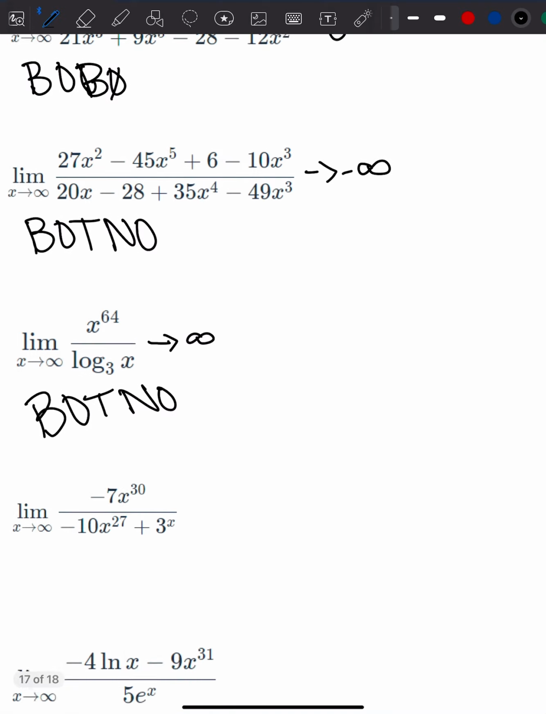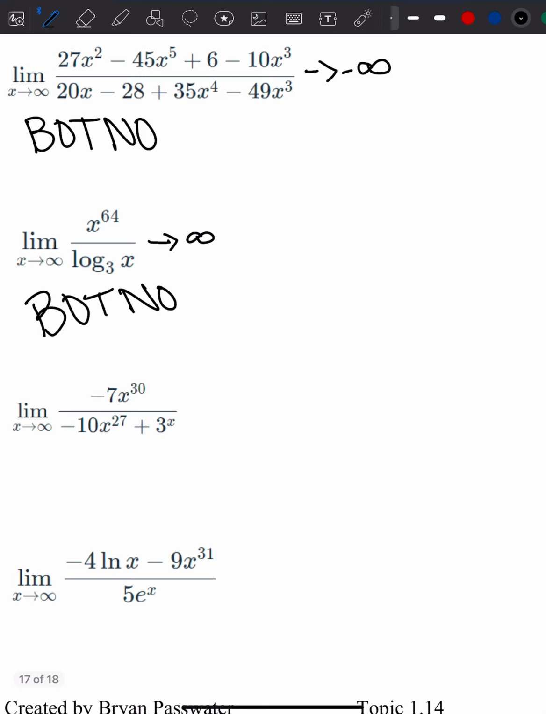Next we have negative 7x to the 30th power, negative 10x to the 27th power, plus 3 to the x power. Well, if we were just looking at the polynomials, the x to the 30th would win, but because we have a 3 to the x power, that is going to win out in this battle, which means that this is a bottom-heavy case. So we have a 0.